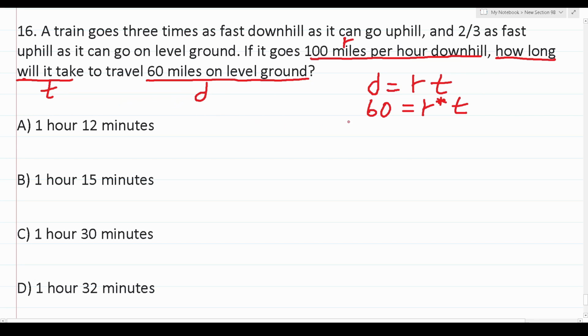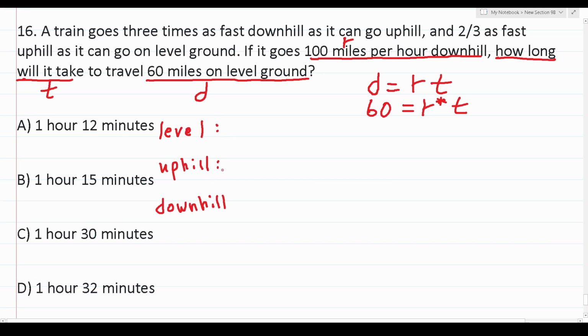How long will it take? All right, so let's deal with this rate now, since that's the only thing holding us up. In the problem, we're given information about the speed of the train as it goes across 3 different types of terrain. We have level ground, uphill, and downhill. All right, and none of those are known.